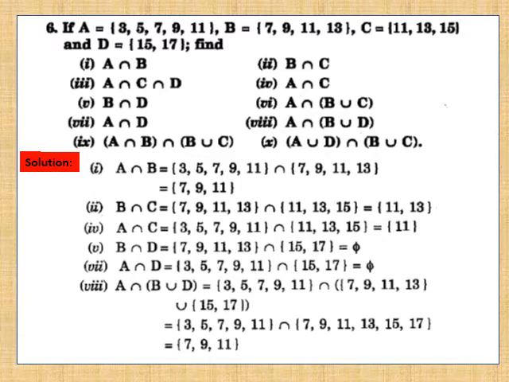A intersection D is equal to, you have to take the set {3, 5, 7, 9, 11} intersection the set D. D is equal to {15, 17}. Then write the common element. What is common in A and D? Nothing. Nothing means what? No element. That is ∅.